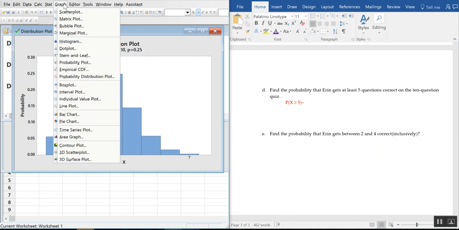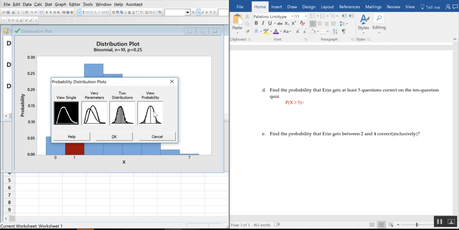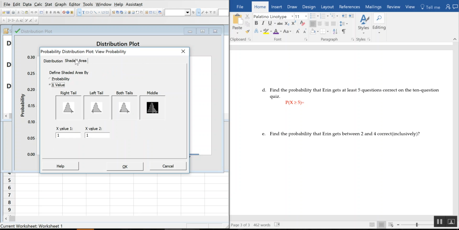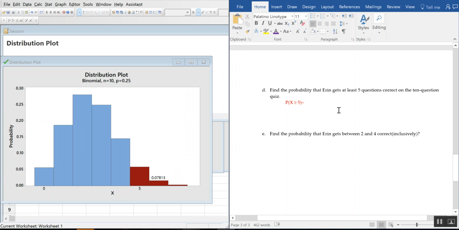So we're going to go to Graph, Probability Distribution Plot, View Probability, and here's where you need to be careful. My setup is still the same here. We're going to go to Shaded Area, and now I want greater than or equal to 5. So I want a right tail because I want things greater than or to the right of a value, and then I want to tell it I want a 5. And there we go. And we'll hit OK. And then let's just type our answer in here real quick. 0.07813. I wasn't expecting it to be that small for some reason, but, you know, I don't know. And I'd seen the picture before, so you think I'd know better, right? So just a little note, this is a right tail because you're doing it to the right.